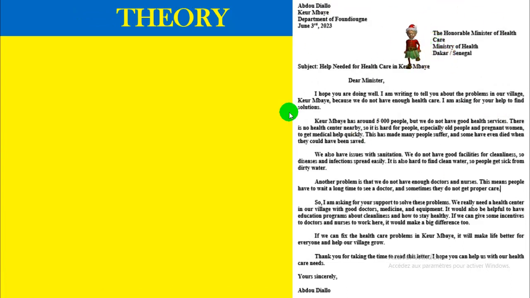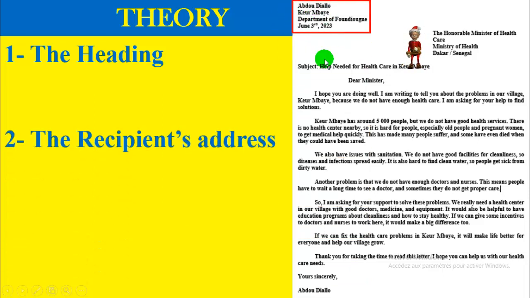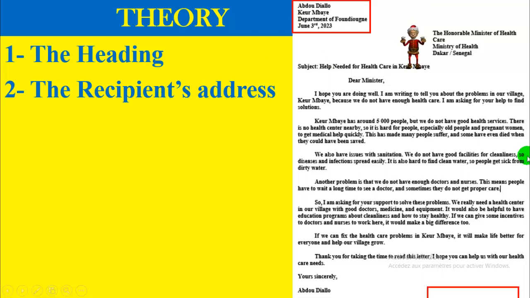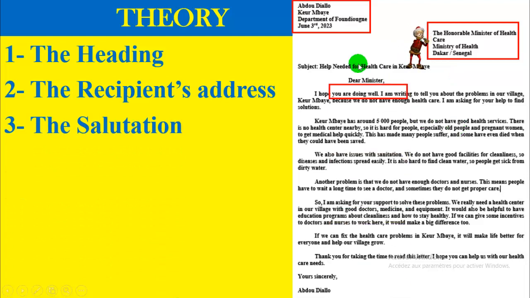Theory. Here is a letter. Here is a letter format. I am going to show you the different parts of a letter. First of all, the heading. Number one is the heading. Here is the heading of the letter. Number two, the recipient's address. Here is the recipient's address.